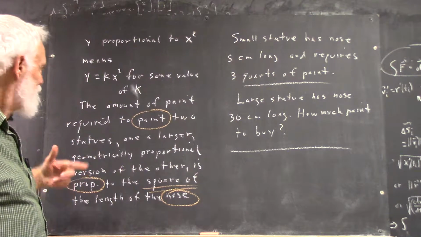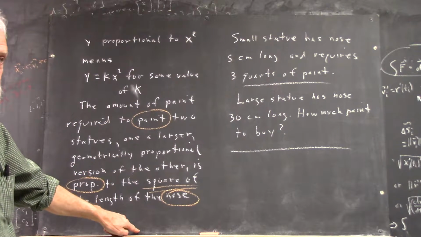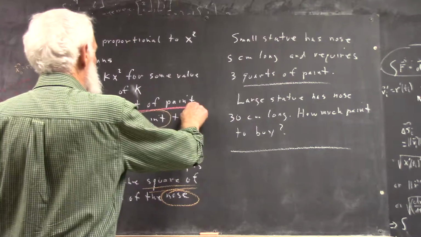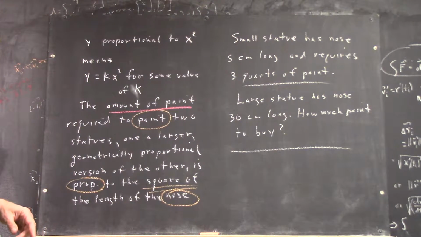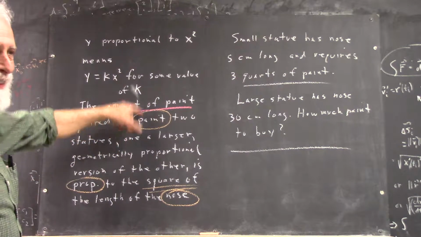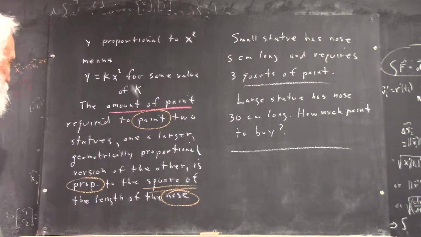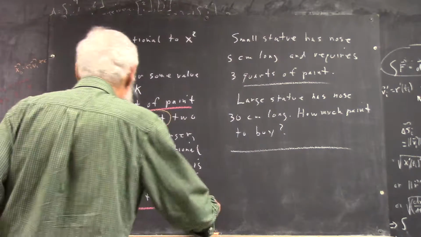Okay, so it's a little more than just paint proportional to square of nose, right? It's the amount of paint. Okay? Not the verb paint. The amount of paint, right? And it's proportional to the square of the length of the nose, right?